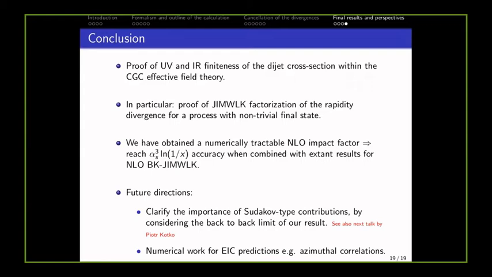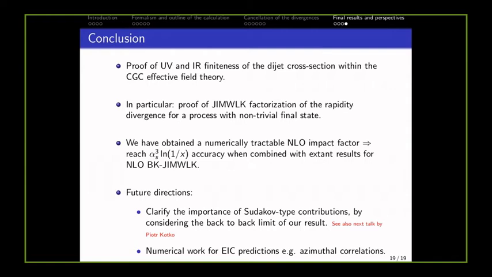Correct me if I'm wrong, but I think the study of the azimuthal correlation in the back-to-back limit, the effect of the impact factor on the leading order results, is the most straightforward way to test this kind of thing. Yeah, and for sure, we can do this, for instance, in a pA or AA measurement, which would be good to test it.